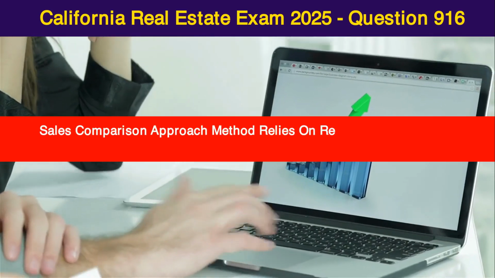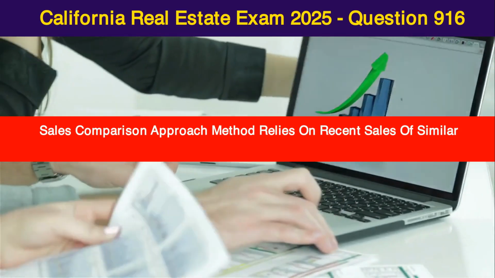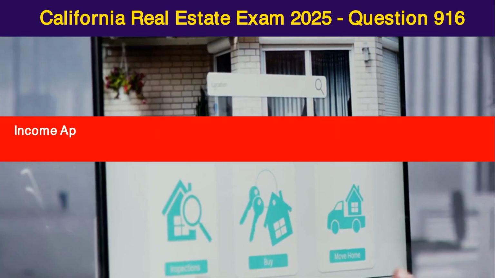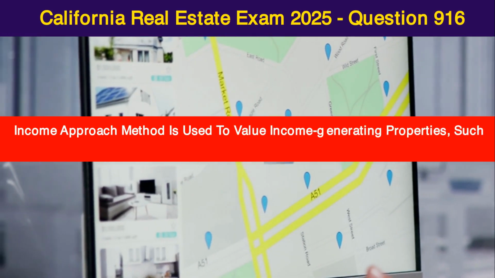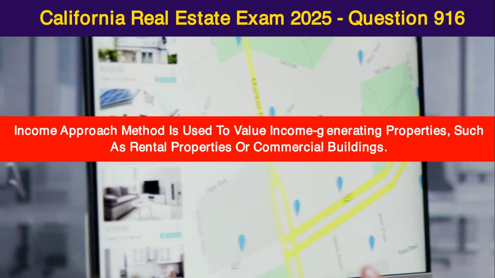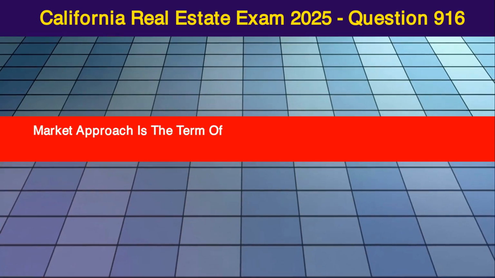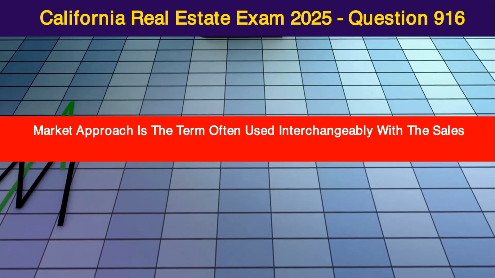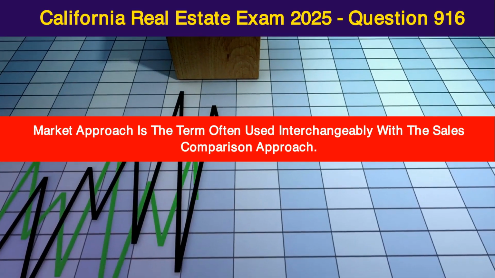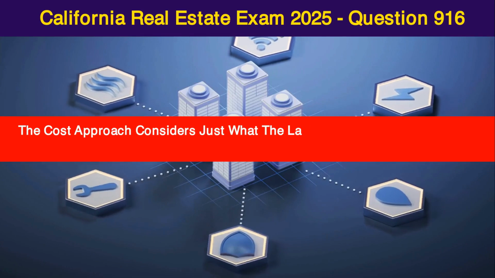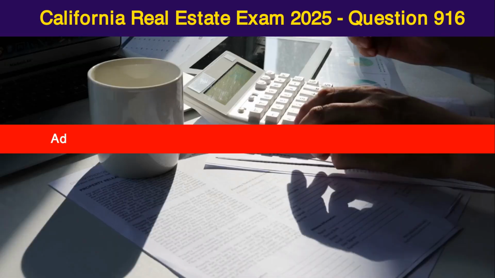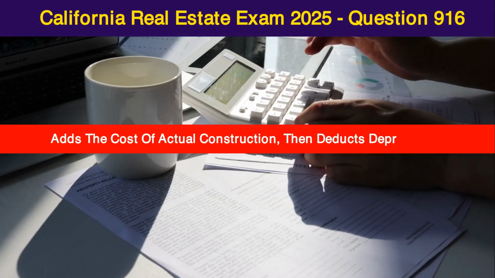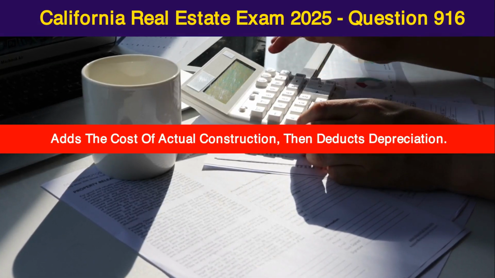Sales comparison approach method relies on recent sales of similar properties. Income approach method is used to value income-generating properties, such as rental properties or commercial buildings. Market approach is the term often used interchangeably with the sales comparison approach. The cost approach considers just what the land, without structures, would cost. Adds the cost of actual construction, then deducts depreciation.